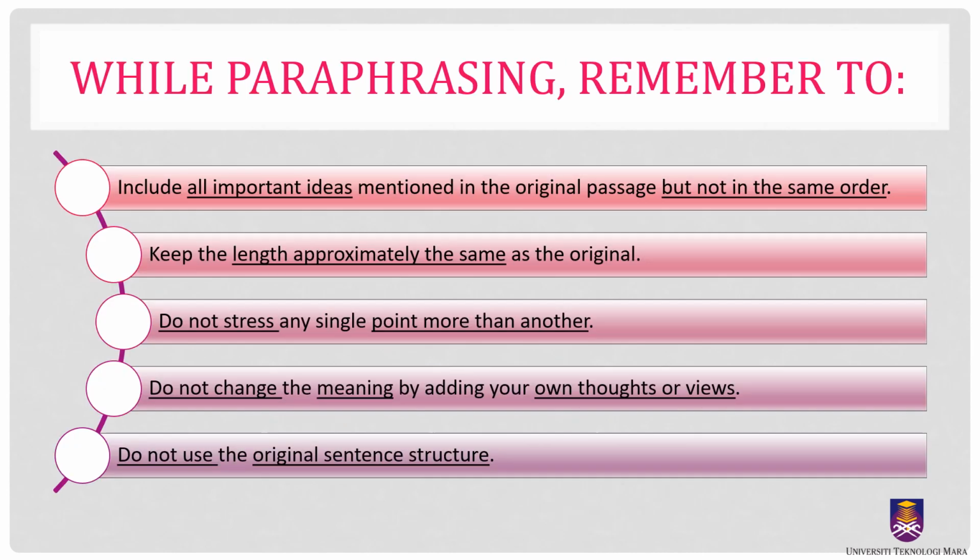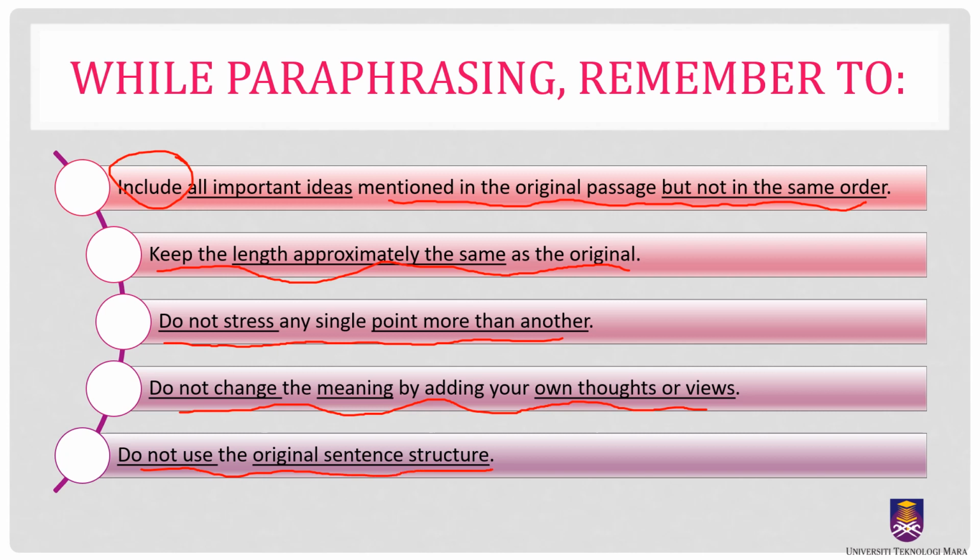While paraphrasing, always remember to include all important ideas mentioned in the original passage, but not in the same order. Second, you need to keep the length approximately the same as the original version. Next, do not stress any single point more than another. And do not change the meaning by adding your own thoughts or views. And lastly, do not use the original sentence structure.